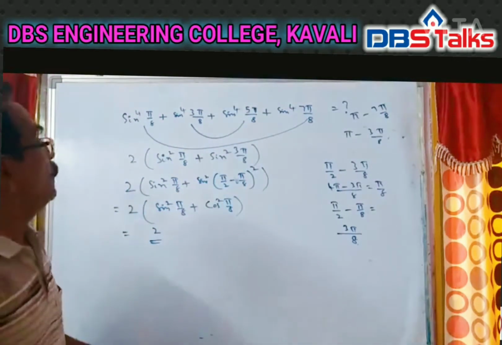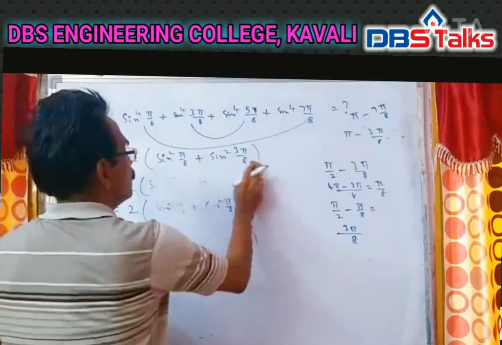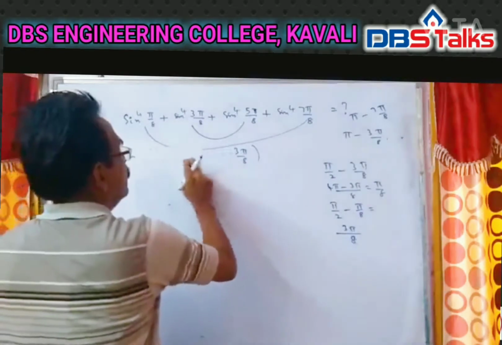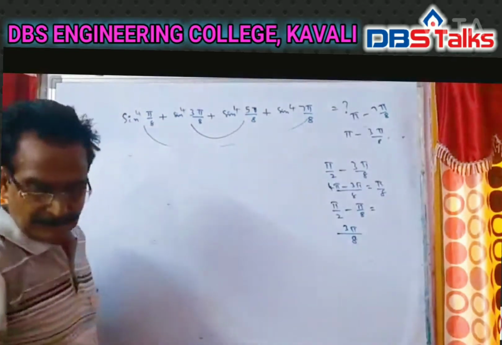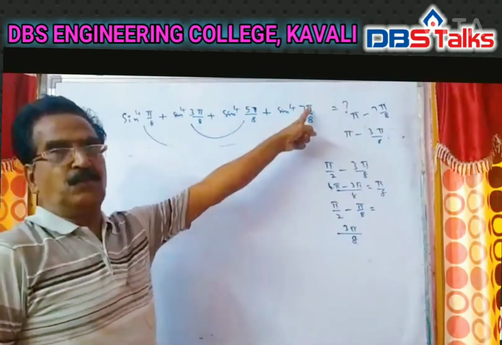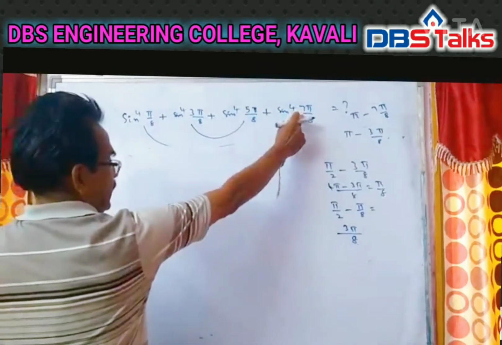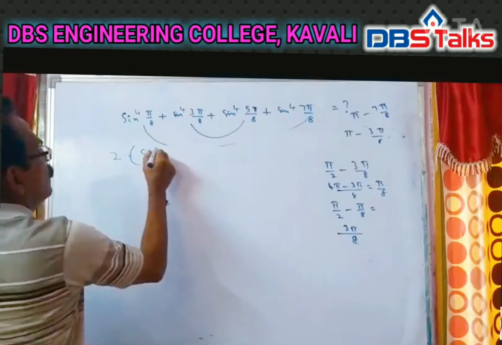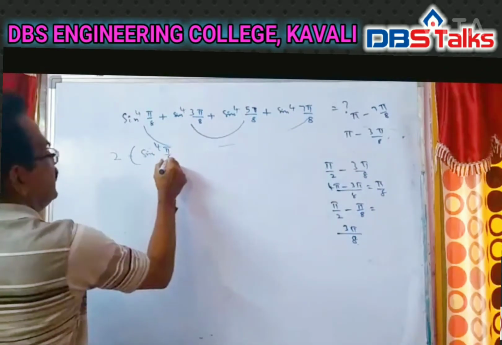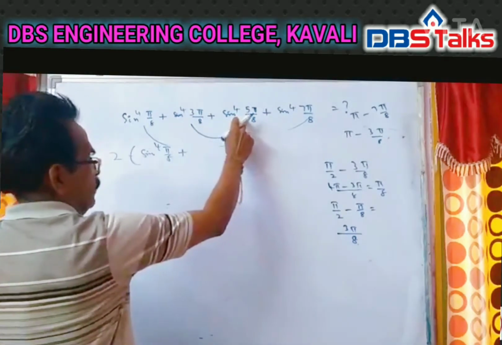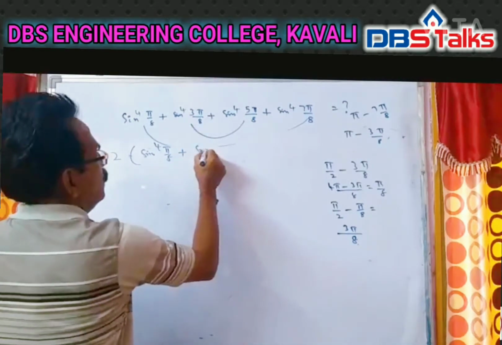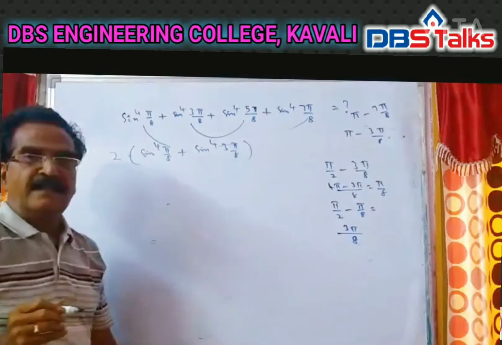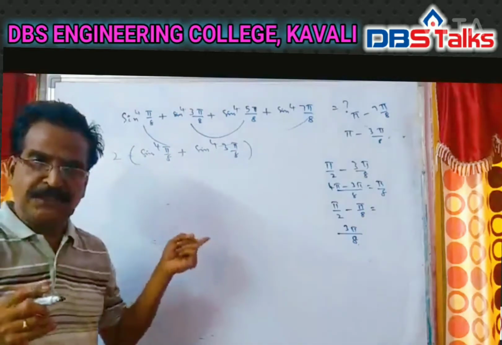Right friends? So if you take these two terms, sin pi by 8 plus sin 3 pi by 8 is 2 into sin power 4 pi by 8 plus sin power 4 3 pi by 8. Right friends, this is the first step as we did in the last problem.